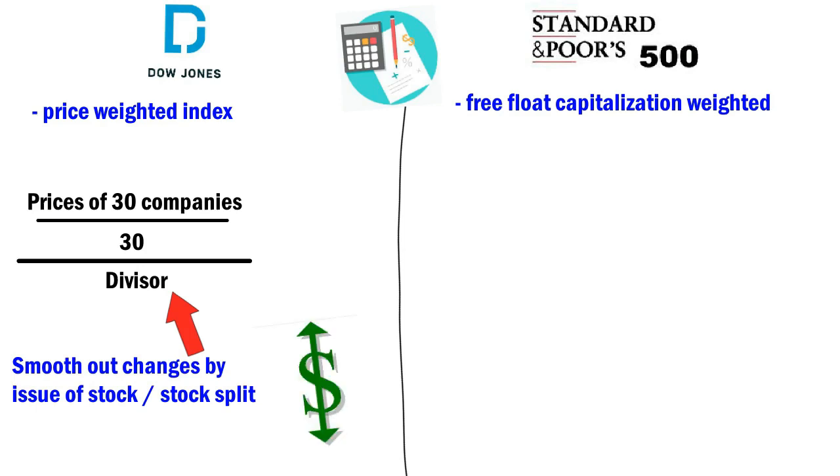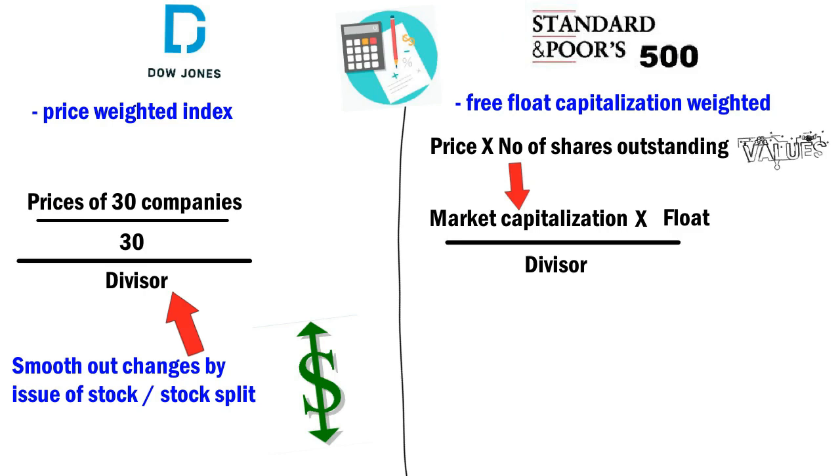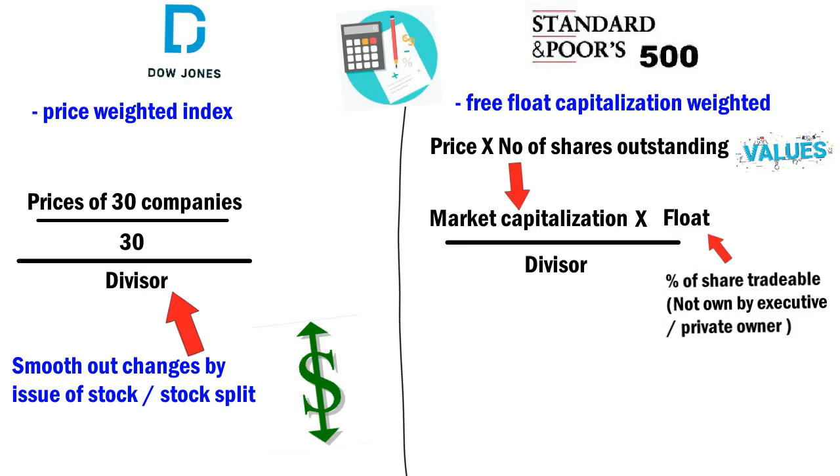For the S&P, we have the formula of market capitalization multiplied by the float, and divided by the divisor. Market cap is calculated by taking the price per share multiplied by the total number of shares outstanding. Market cap is actually the value of the company. The float here is the percentage of shares tradable, or the shares in the market that are free to trade. That's why S&P is weighted by the free float method. The divisor here performs the same function as the divisor over here. Hence the S&P 500 is also affected only by the price movement.